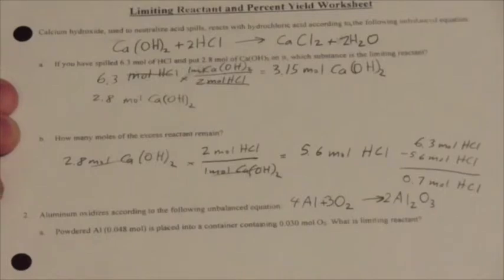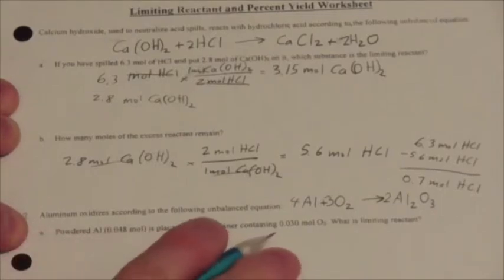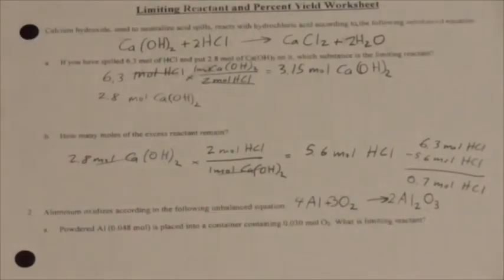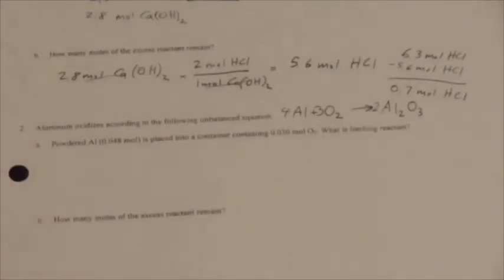Okay, from there, the question says, powdered aluminum is placed into a container containing 0.30 moles of O2. What is the limiting reactant? Let me first check to see if this is still in the screen. Okay, I'm going to move it up. Very low tech tonight, because in the time it would take me to process this video on YouTube, no one would be awake if I had to process it.